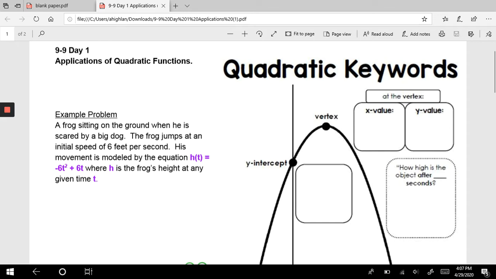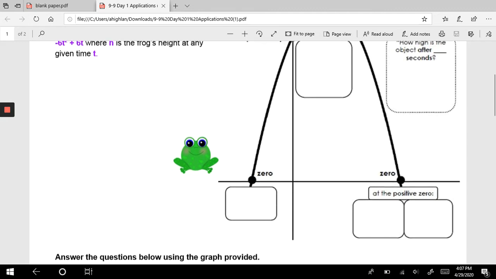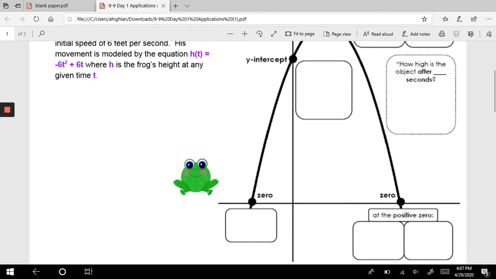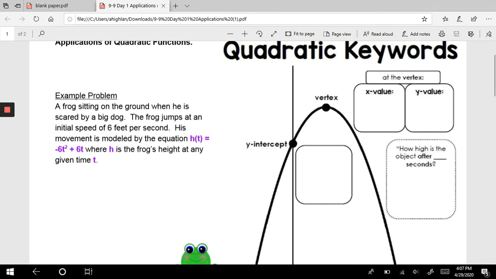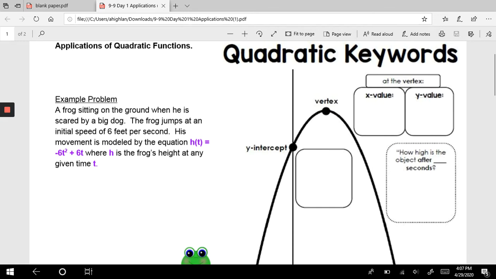So I have a diagram here, quadratic keywords, and this is really just a template for if I'm asked a certain question about this frog's path, what part of the quadratic am I finding? Because you guys know how to do that. You know how to find the x-intercepts. You know how to find the vertex. You know how to find the y-intercept. So none of that's new, okay?